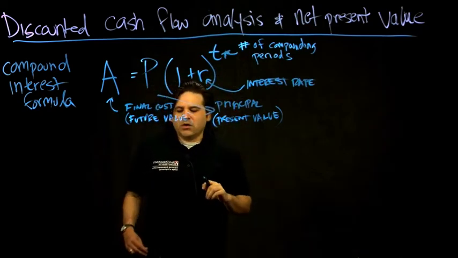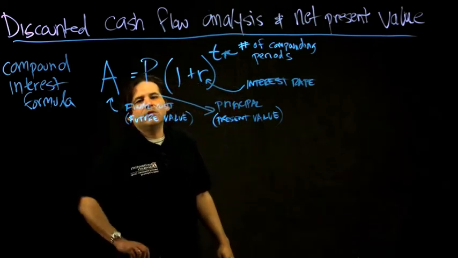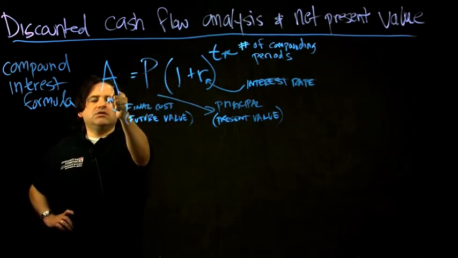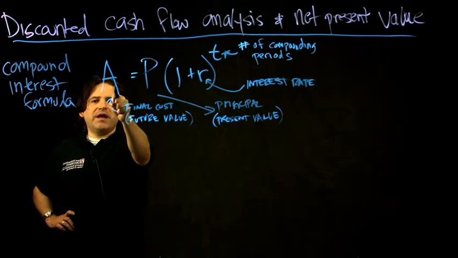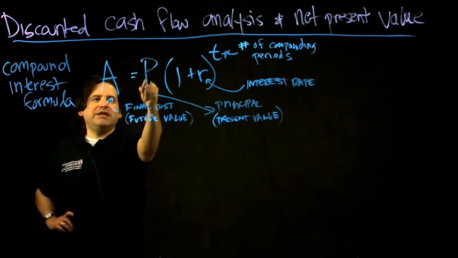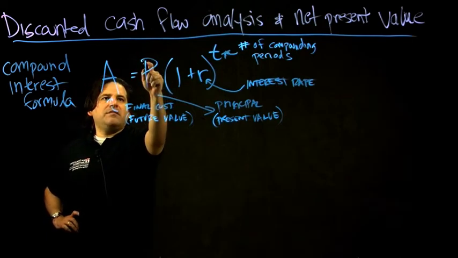But we can also do this in reverse. We can say that assuming that I have some future value that I can expect that is known, the question is, how much is it worth to me today? So you do that for many reasons.